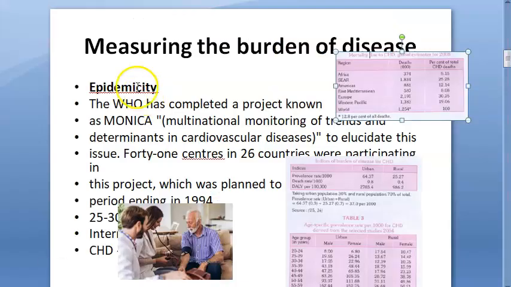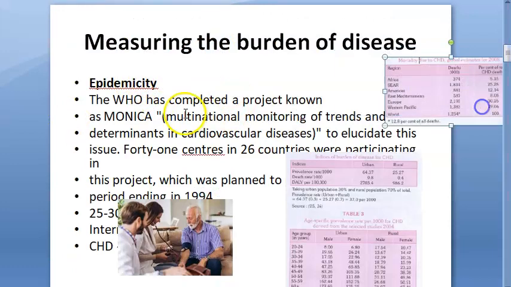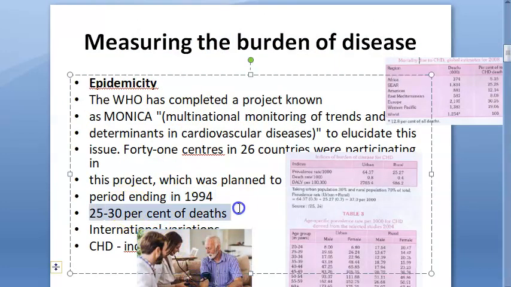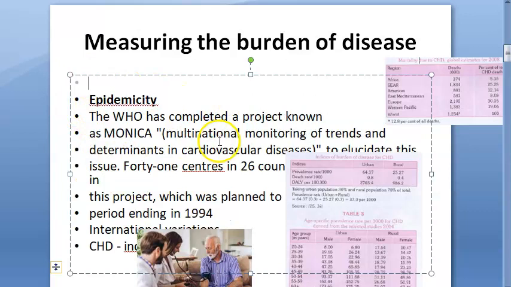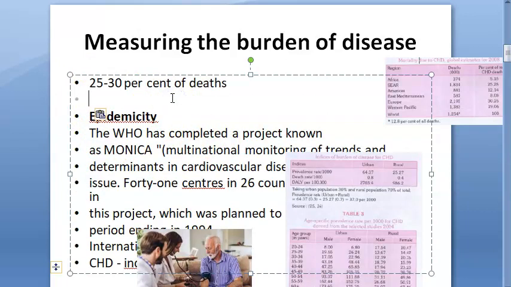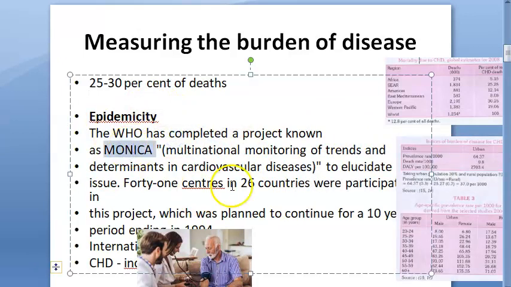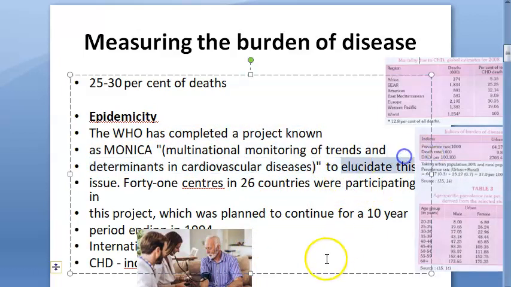Don't look at everything. When it comes to measuring the burden of the disease, we told you, right, 20 to 30% of deaths in the world are because of CHD, that is coronary heart disease. They're talking about the age-specific death rate, prevalence rate, incidence rate, etc. We're not going into too many details of this, but just remember some specific things, okay? There is something called MONICA. What is MONICA? Multinational Monitoring of Trends and Determinants in Cardiovascular Diseases. So WHO has completed this project to elucidate this issue.